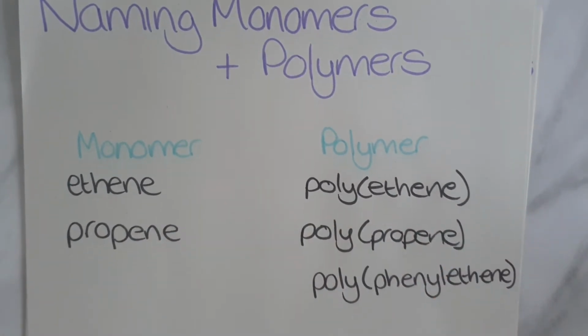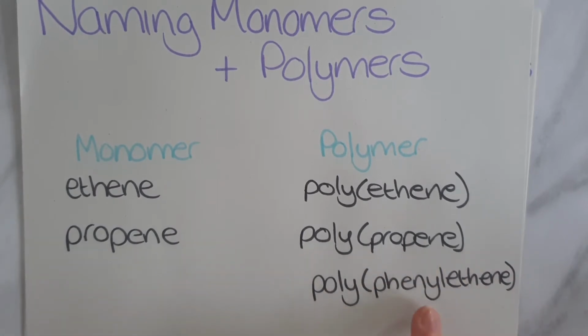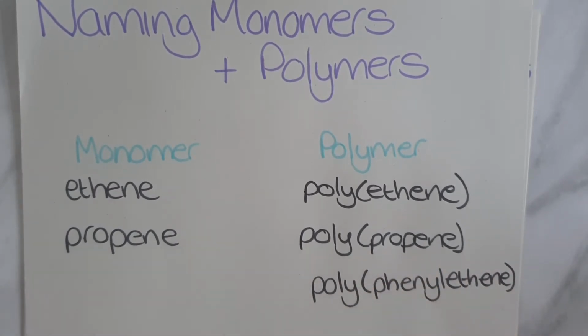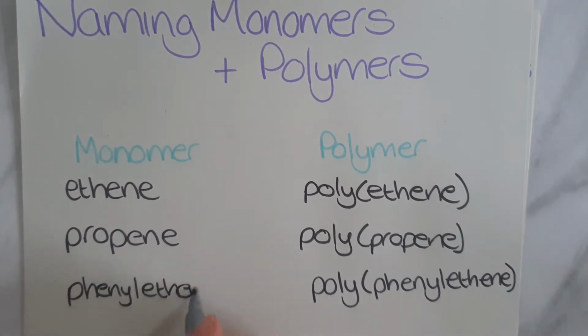If you were to work backwards, so we have polyphenylethene. Don't be put off by any unusual words, it's the exact same principle there. So if you remove the term poly and the brackets, you are left with phenylethene, so that is your monomer name. And sometimes it is like a few words squashed together in the monomer name. Just take care.